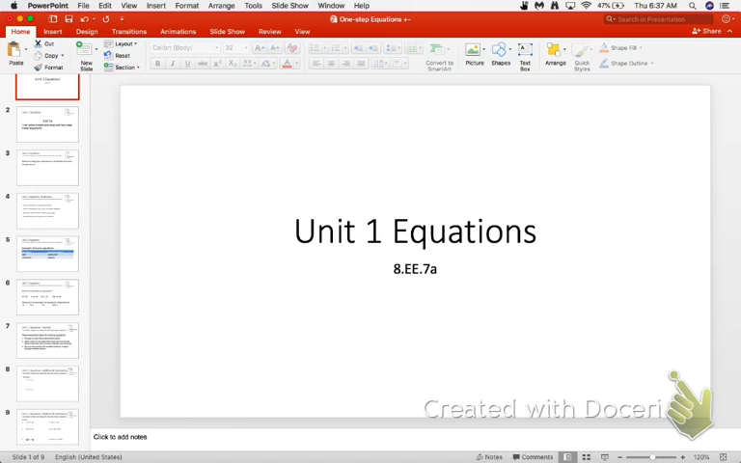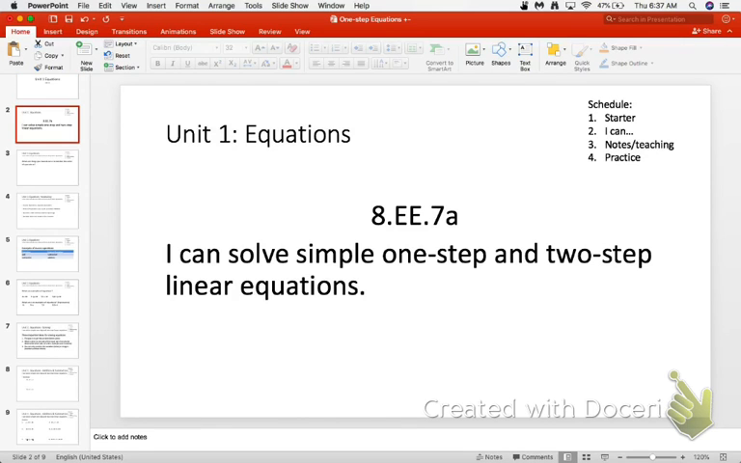So today we're starting with Unit 1, Equations. We're going to start with our first I can. So on page 1 of your notes, you are going to write down this in the first space for your I can, and it is I can solve simple one-step and two-step linear equations. So pause the video now and write this on page 1 in the first blank.